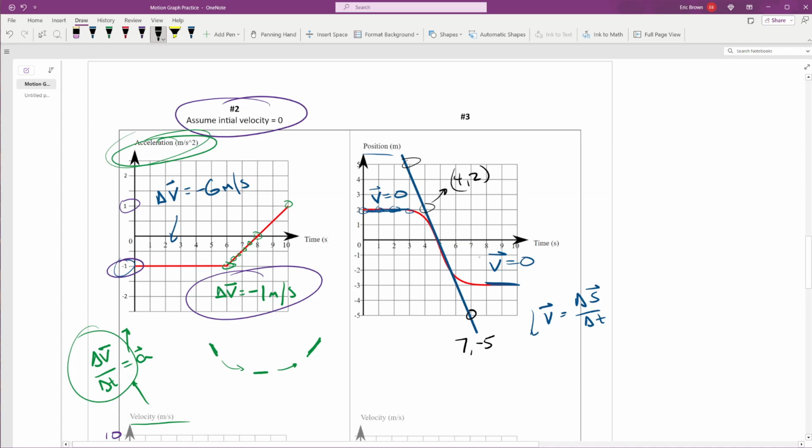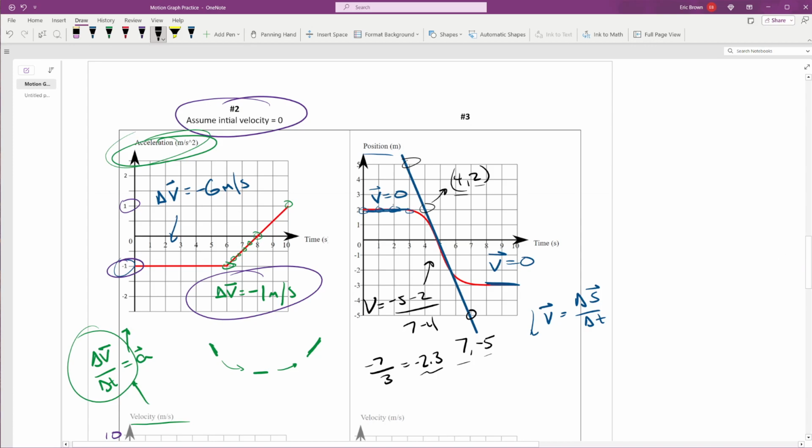So if I do rise over run, change in y over change in x, the slope, the velocity there is going to be y2 minus y1, -5 minus 2, over x2 minus x1, 7 minus 4. So what's this? -7 over 3, so -7/3. 6/3 is 2, so like -2.3-ish. That's good enough. A little more than -2 is about the slope there.